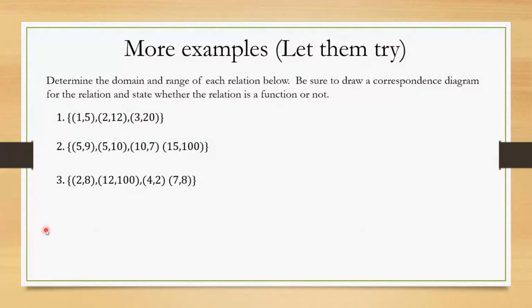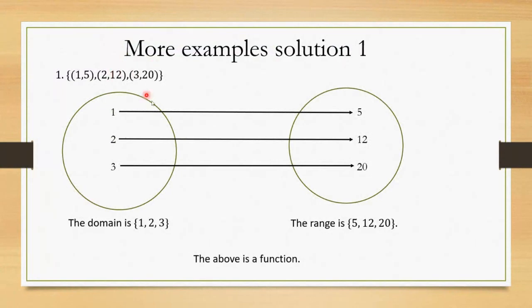You can actually determine if it's a function by just looking at the relation. Remember, what has to happen is you want all the ordered pairs to have different x coordinates. If that happens, then it's a function. So if we look at the first one, this is our first example. Here's the correspondence diagram, okay?